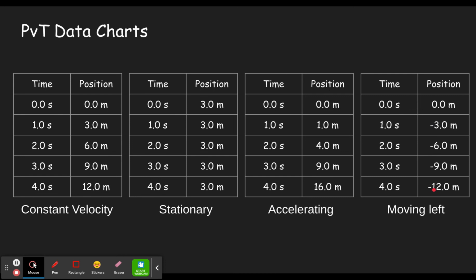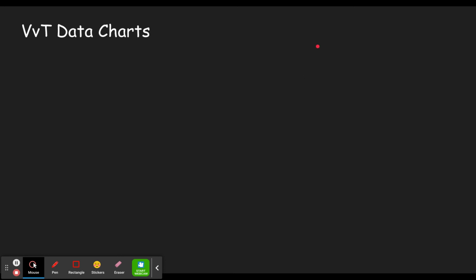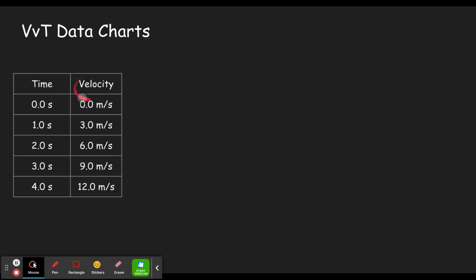Then you'll also sometimes see velocity time data charts. So don't forget, these are measuring velocity. You've got to look carefully and think, is this measuring position? Is this telling me where it is? Or is this telling me how fast it's going? At time 0, it's not moving at all. It's stationary. After 1 second, the speedometer reads 3 meters per second. After 2 seconds, the speedometer reads 6. So the speedometer is getting bigger and bigger. That means it's getting faster and faster.